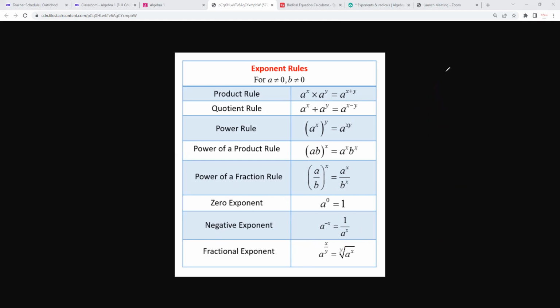And fractional exponents, if you ever see something like 7 to the 1/2 power, this would be rewritten as a radical. The denominator is the radical index. The numerator is the exponent. So this is basically the square root of 7. Those are all the rules, going over each one.